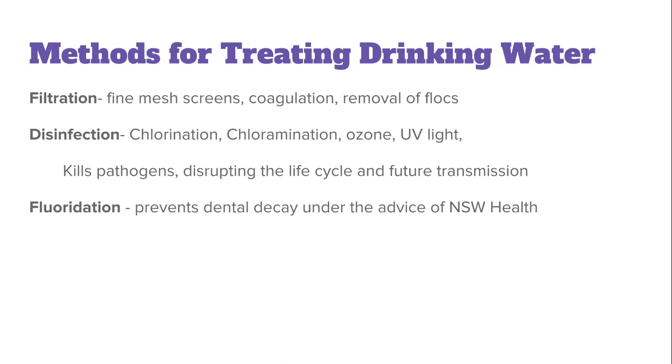To ensure that our drinking water remains safe, there are a few methods that water treatment facilities undertake to ensure that the water that comes out of our taps is clean and safe for us to drink. So one of the first steps is filtration, and usually it starts with filtering out any big particles. Because our water, especially in Sydney, is coming from dams, we're filtering out any leaves, twigs, bark, any of those kinds of materials. But then we can also go to finer filtration where we're using mesh screens.